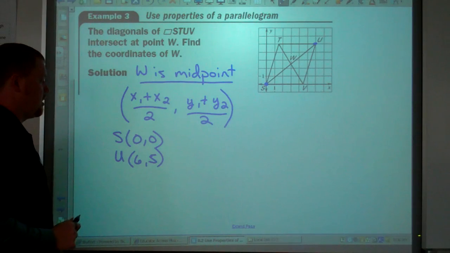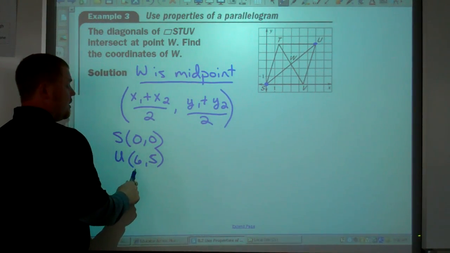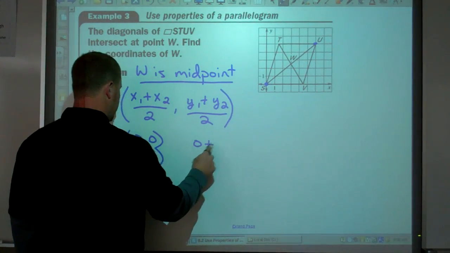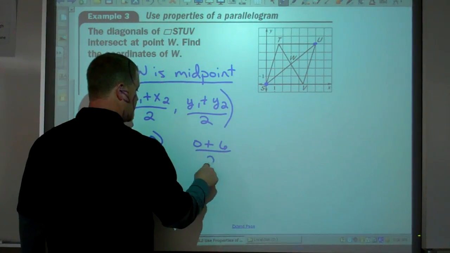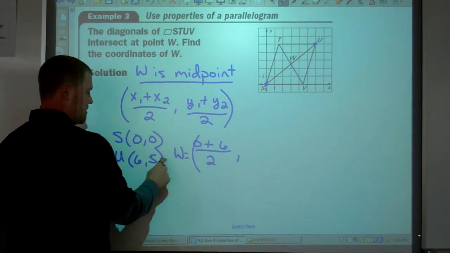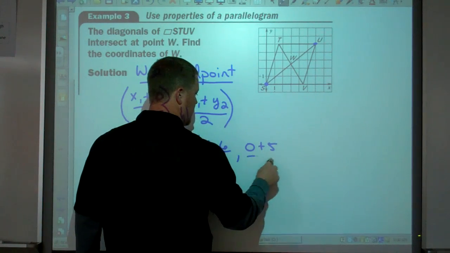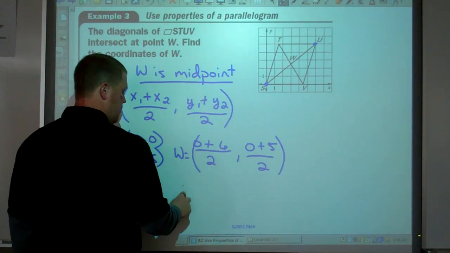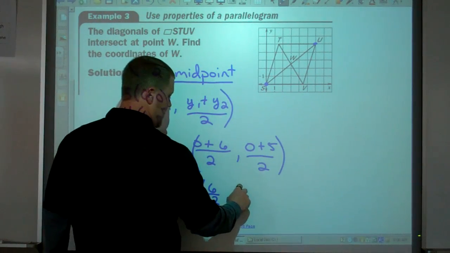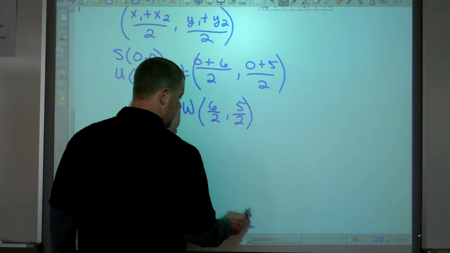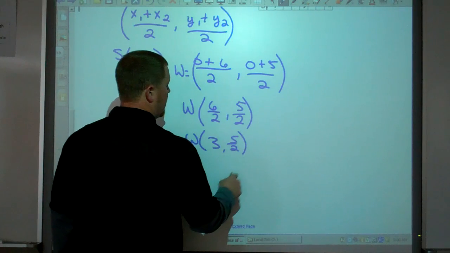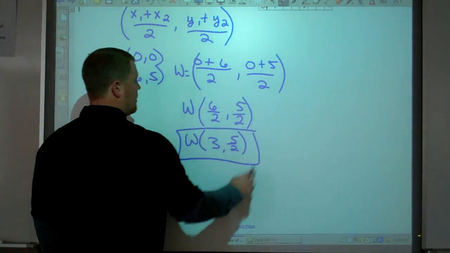So we want to find the midpoint of that. Add our x's, so 0 plus 6 divided by 2. And this is going to be point W. Comma, add the y's, 0 plus 5 divided by 2. So point W is 0 plus 6 is 6 divided by 2, 0 plus 5 is 5 divided by 2. Point W is at 3, 5 halves, or 2.5. So now we know the exact coordinates of point W.